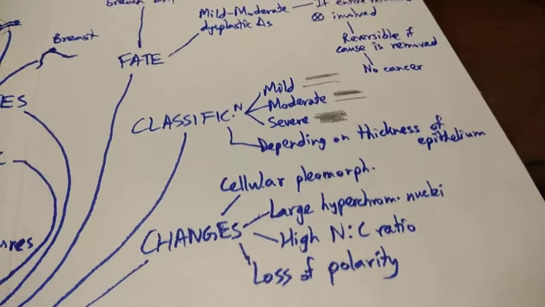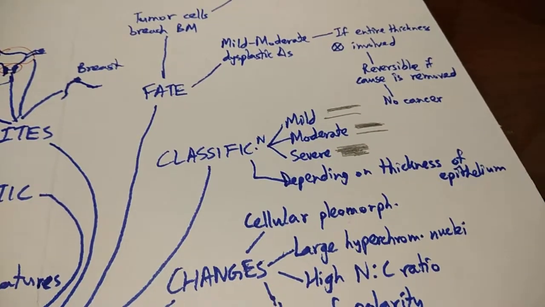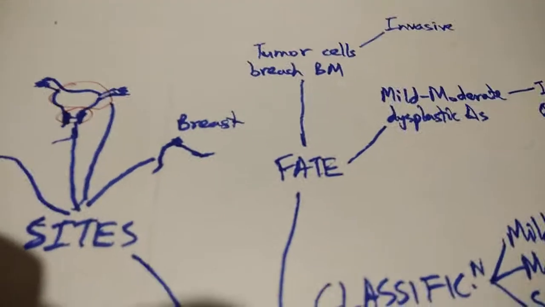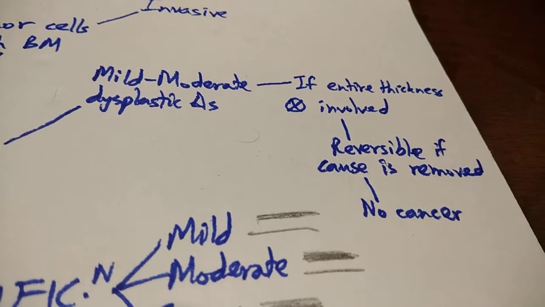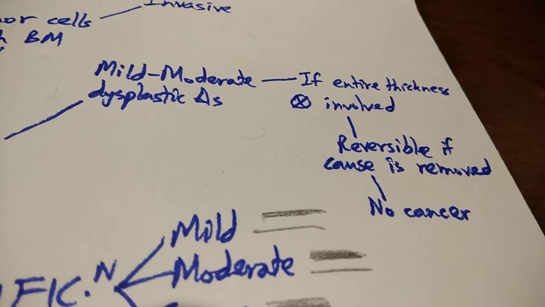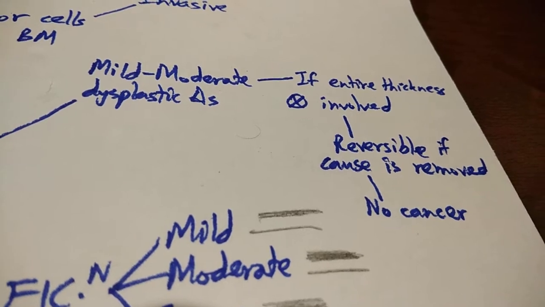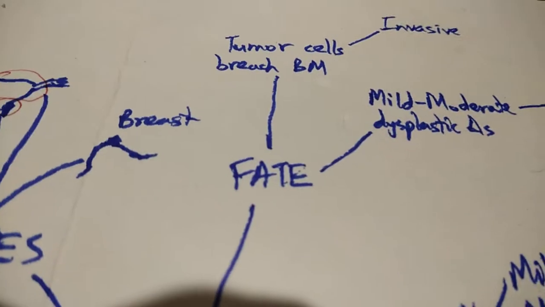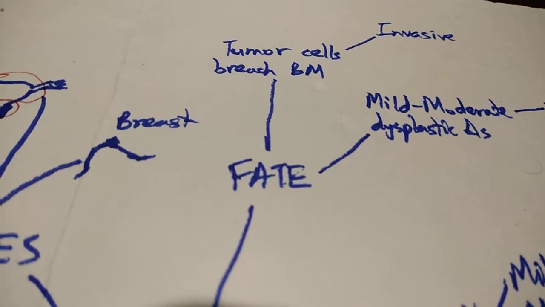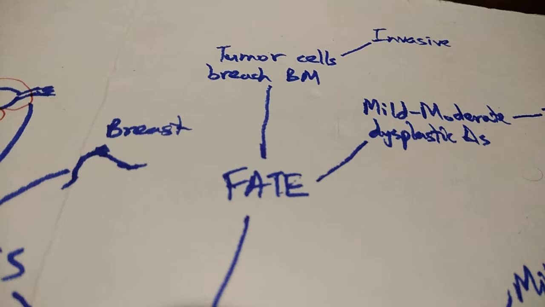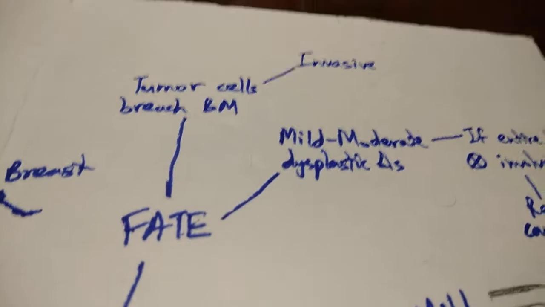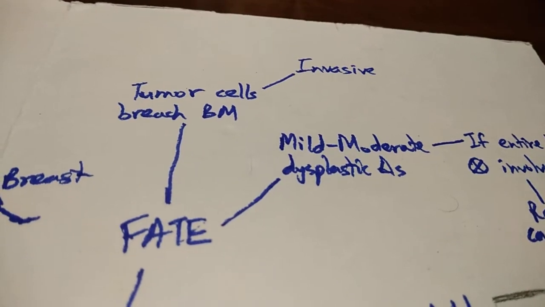Now, what can potentially happen to this dysplasia? For starters, if it's mild or moderate dysplastic changes, so if the entire thickness is not involved and you remove the cause, then it's reversible. Ergo, no cancer. However, if it's a serious form of dysplasia which involves the entire epithelium, it's closer to the basement membrane. Hence, it can breach the basement membrane. That makes it invasive. That's how cancer can break out from the epithelium. Alright?